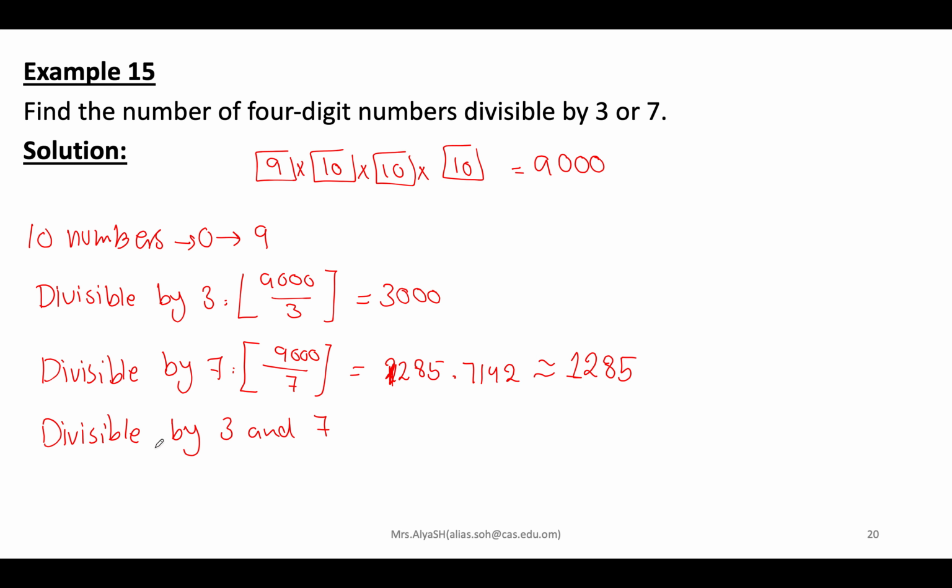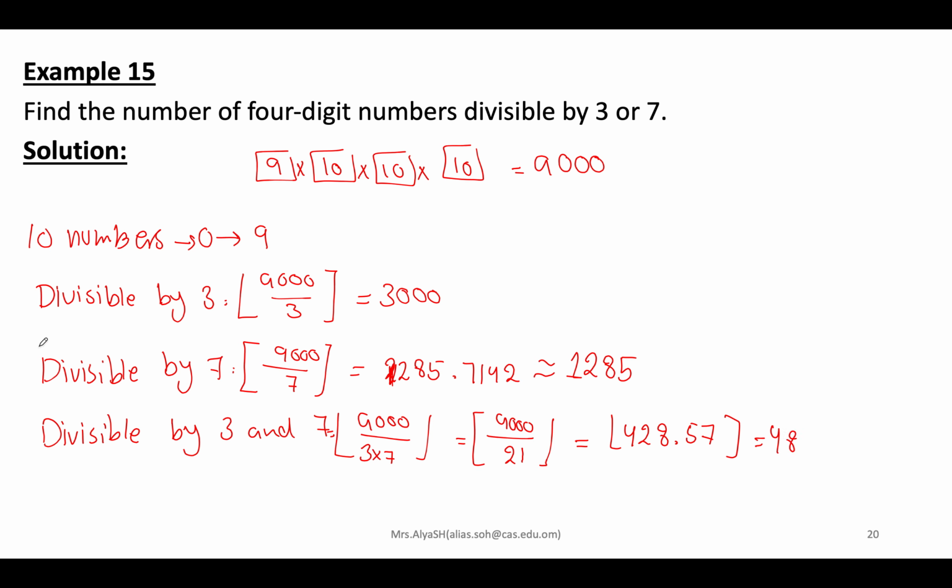Now in order to find the numbers divisible by 3 and 7, I need to divide 9,000 by 3 times 7. So here we got that 9,000 divided by 21 equals 428.57, and here we take 428.